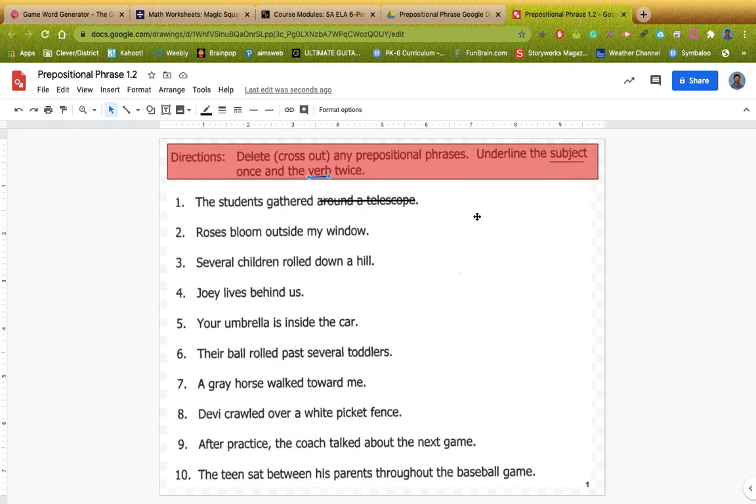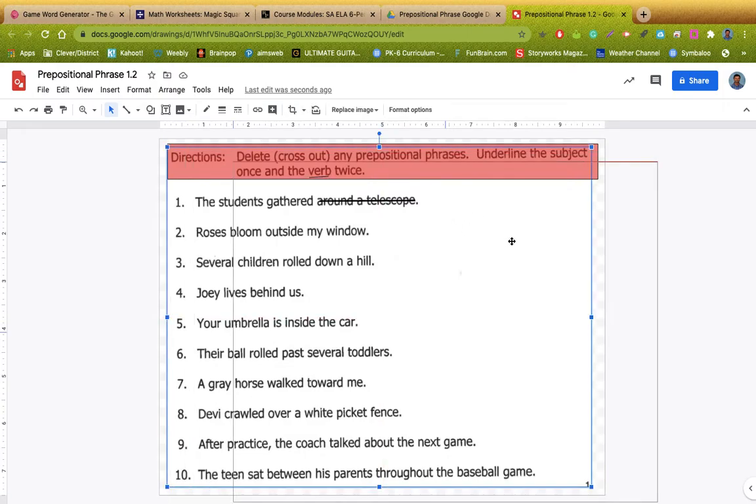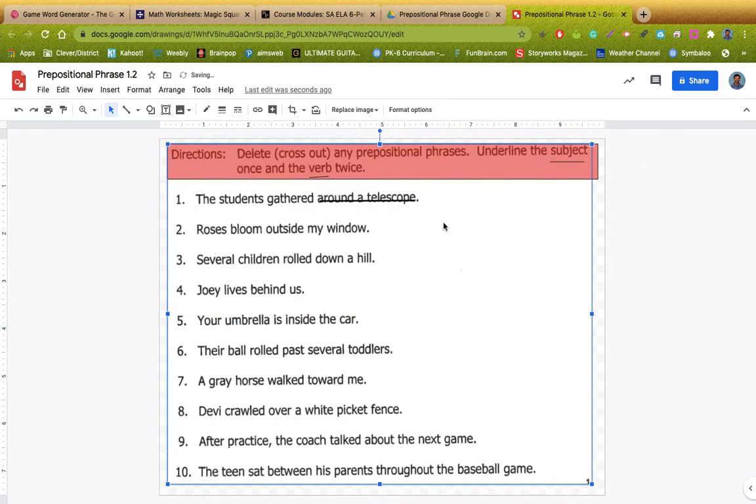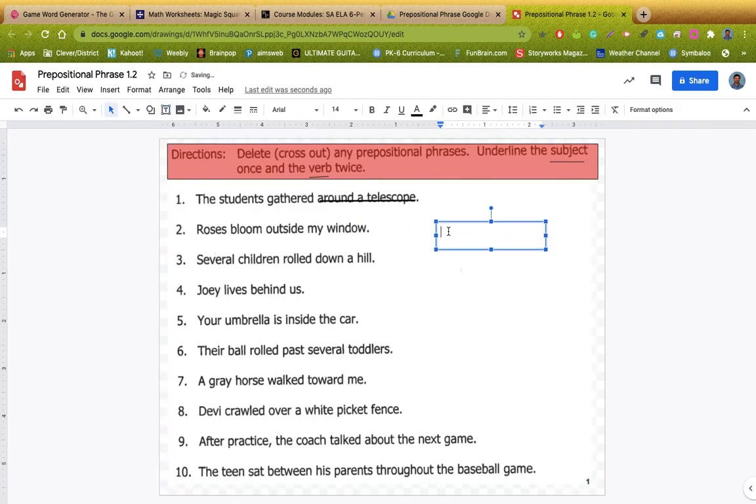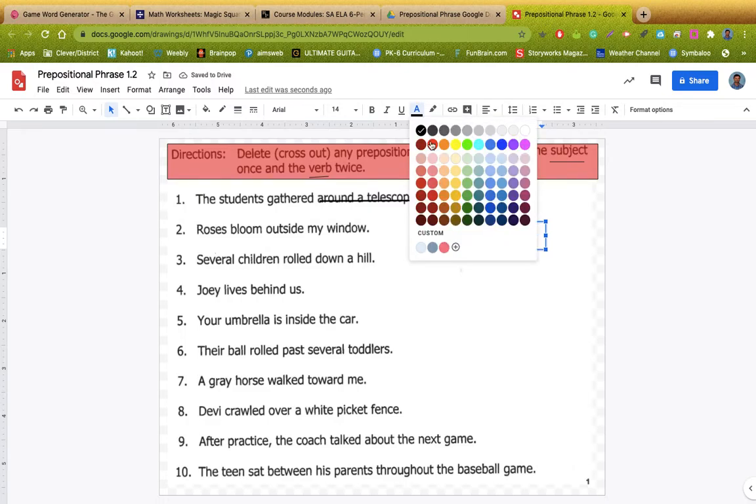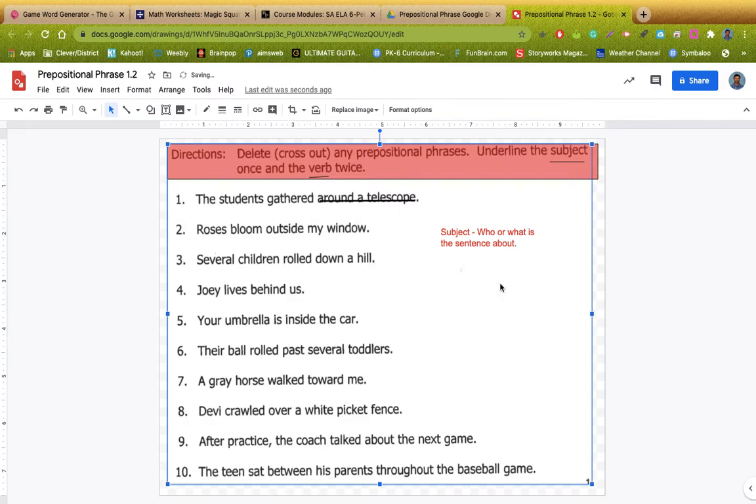Which one's the subject? Well, here's what a subject is. A subject is simply this: who or what is the sentence about? I'll make that a different color just so it looks nice. That's the subject. Who or what is the sentence about? Pretty simple.